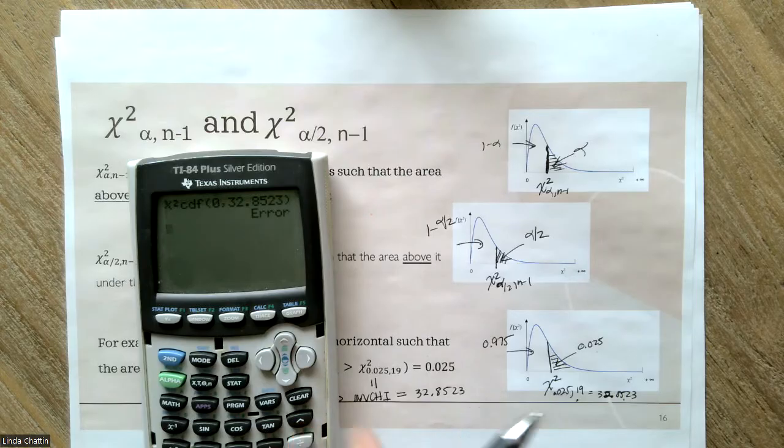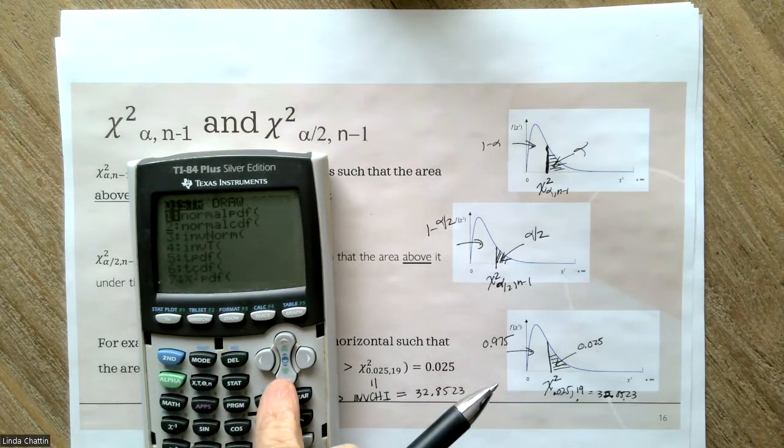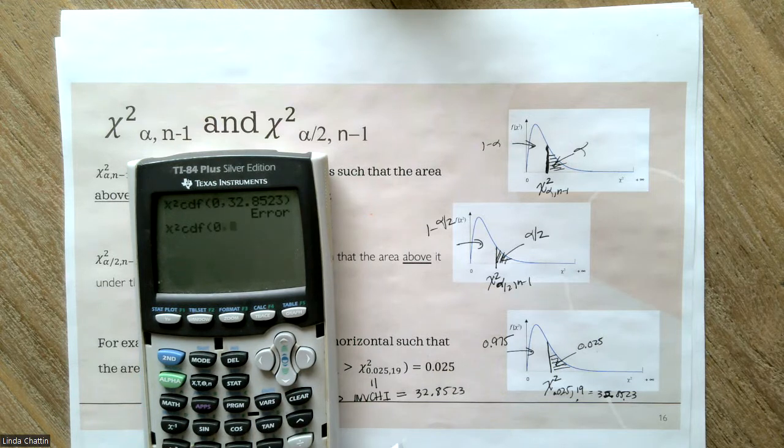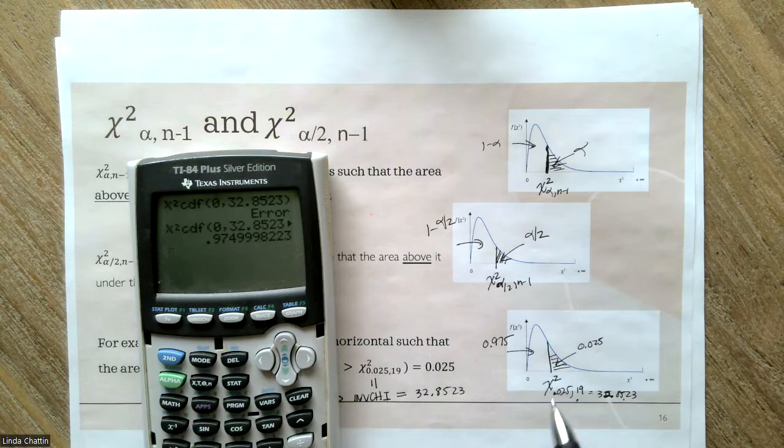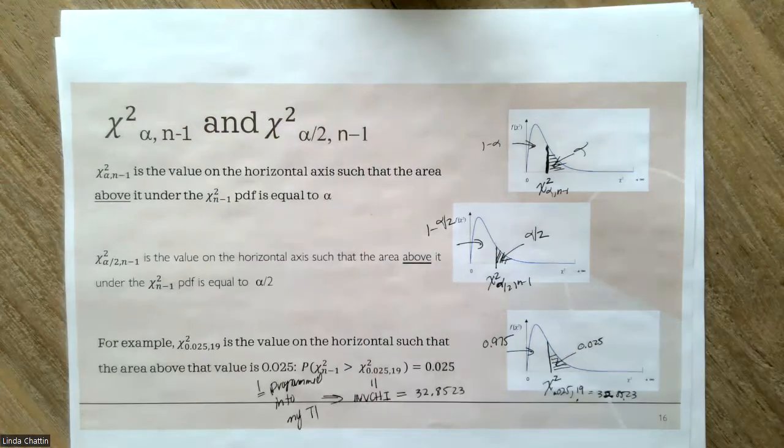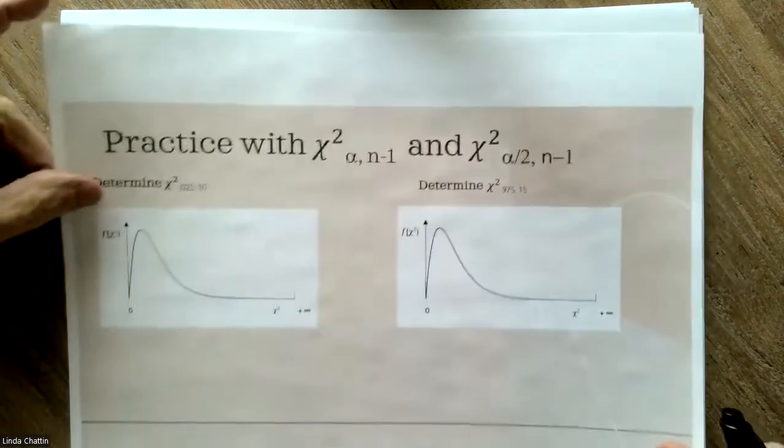What happened here? Oh, I didn't give it the degrees of freedom. Sorry, my fault. So I'm going to go from 0 to 32.8523, comma, for 19 degrees of freedom. And see, it gets me 0.9749998, right? So that's 0.975. But the moral of this slide is that you are supposed to program the inverse chi-square into your calculator. So a little bit of practice here, and I'll just use the calculator function. There's a little bit of practice.